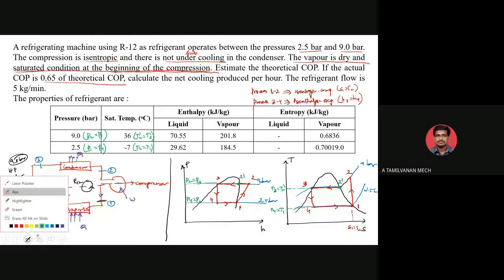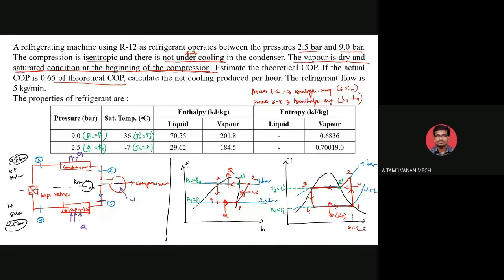Here we can put the line. This is nothing but the work done. Here you take heat from the system, and here you reject heat. So here it is nothing but Q, otherwise called the refrigeration effect, which happens here. And this is nothing but the work done.